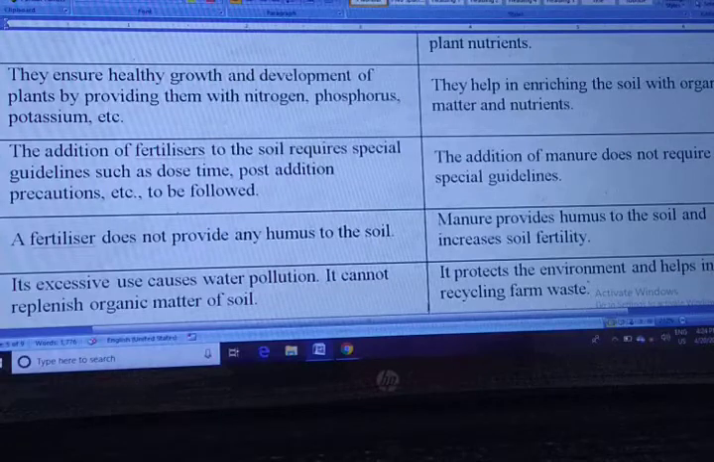to be followed. Means whenever you are putting chemicals, you have to follow this guideline. The addition of manure does not require any type of special guideline. Fertilizer does not provide any humus to the soil. Manure provides humus to the soil and increases the fertility.